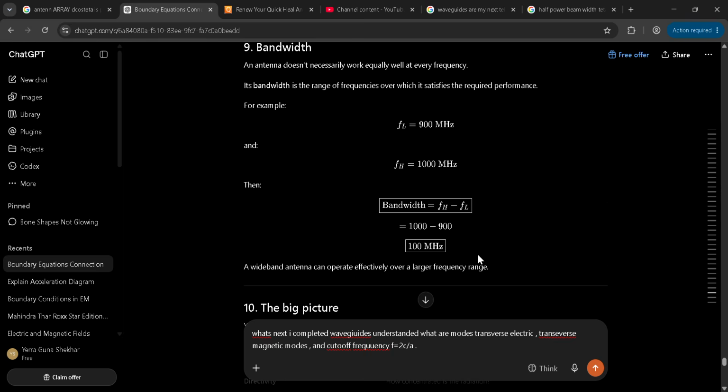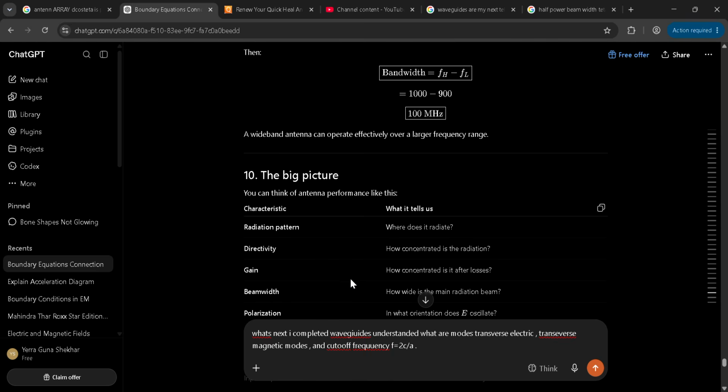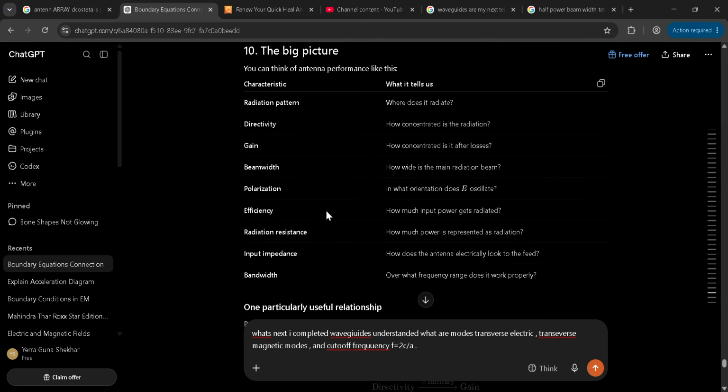The big picture, you can think of antenna performance like this. Directivity: how concentrated is the radiation. Beam width: how wide is the main radiation beam. Polarization: what orientation does the electric field oscillate in. Efficiency: how much input power is radiated. Radiation resistance: how much power is represented as radiation. Input impedance: how does the antenna look electrically to the feed line. Bandwidth: what frequency range does it work properly over.